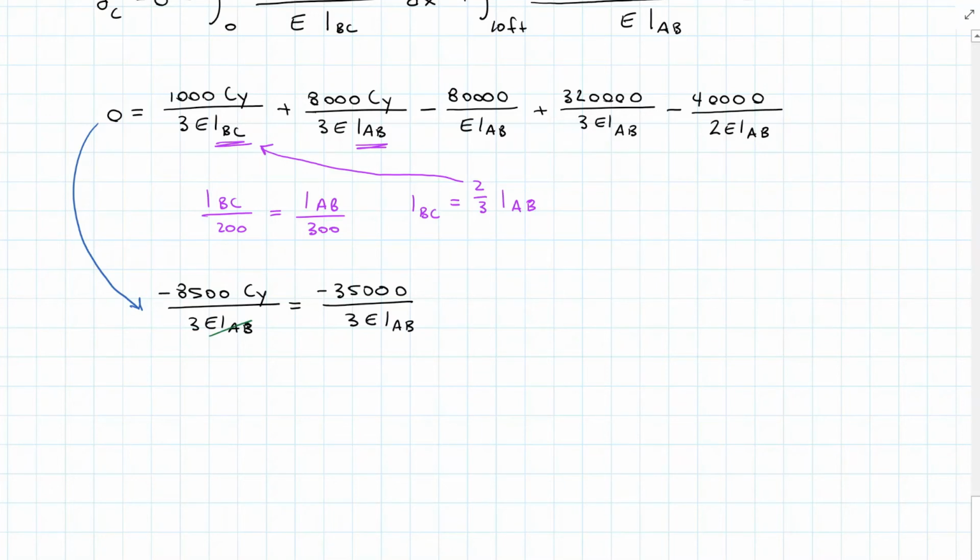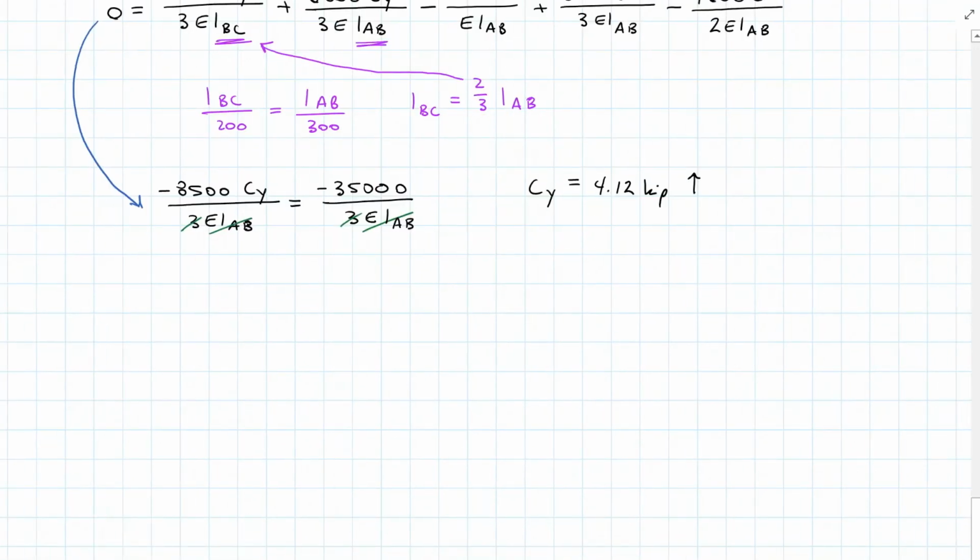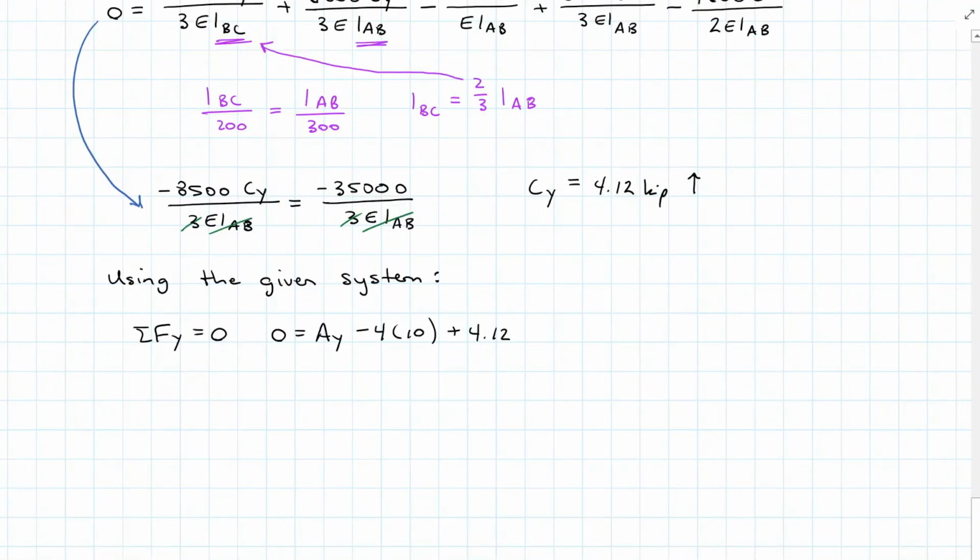So my E's and I's now divide out, as do my 3's actually, and I solve for CY is equal to 4.12 kilopounds, and I do get a positive answer, which means it is acting up. Now that I have that, I can go back to my given system, and plugging in CY, I have AY is equal to 35.9 kilopounds up.